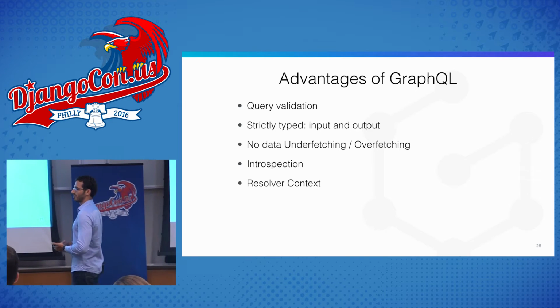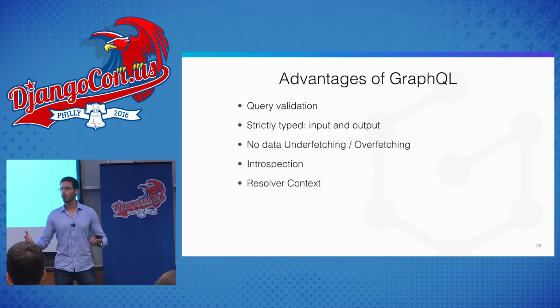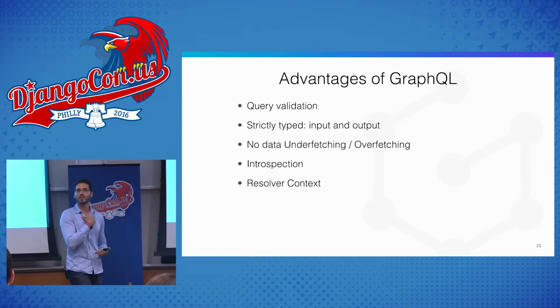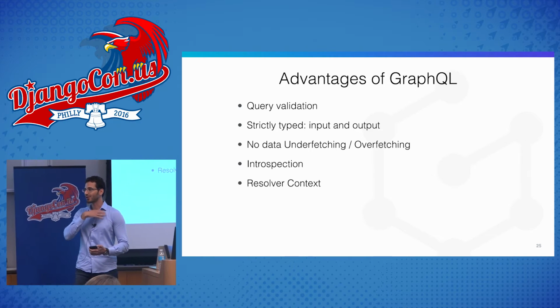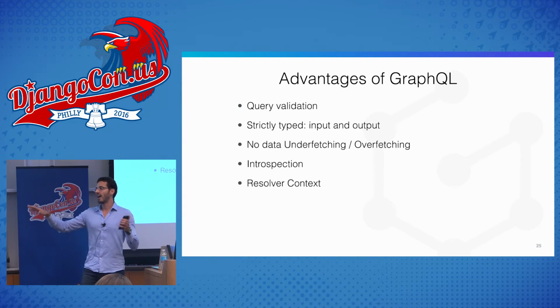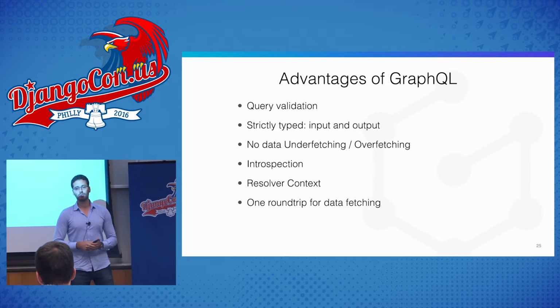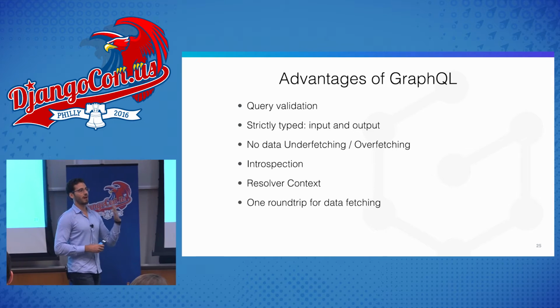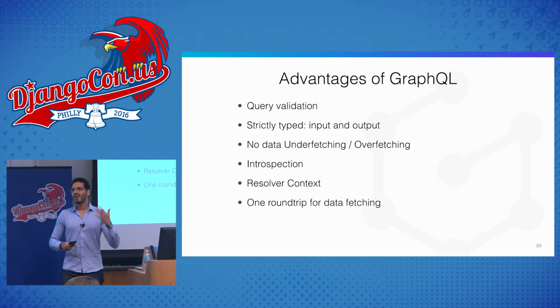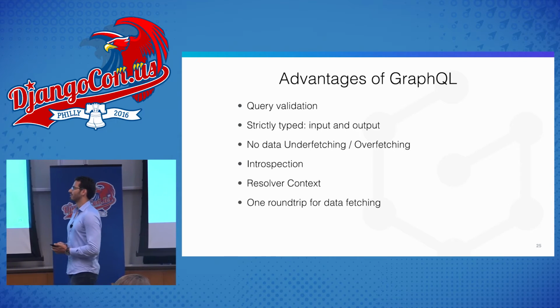Also, we have the resolver context. So each time we are resolving a field, we know what is its parent. For example, if I'm fetching my talks, I know that I'm fetching the talks from my user, and I can act accordingly. Also, we will have only one round trip for data fetching, so we will not have any more the problem of network latency or HTTP errors.